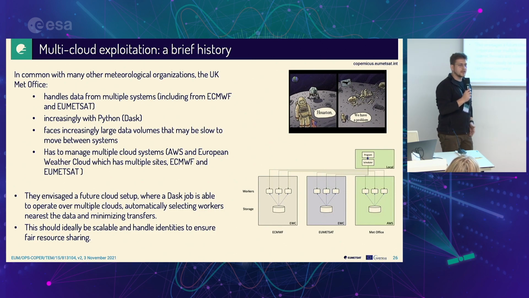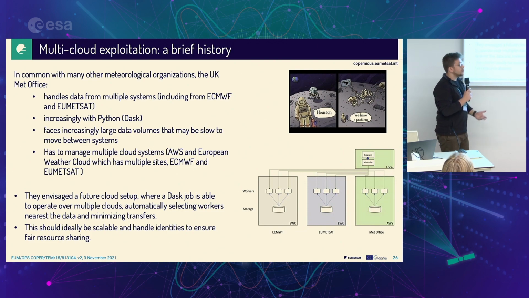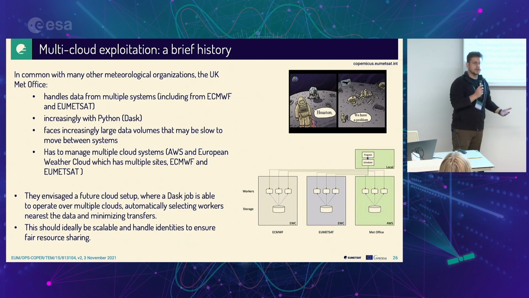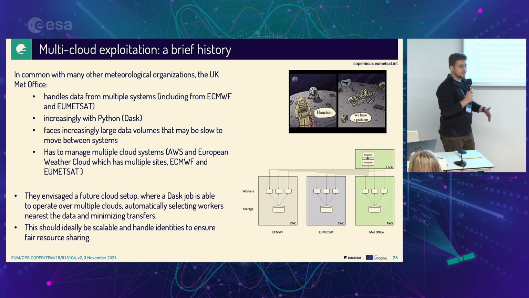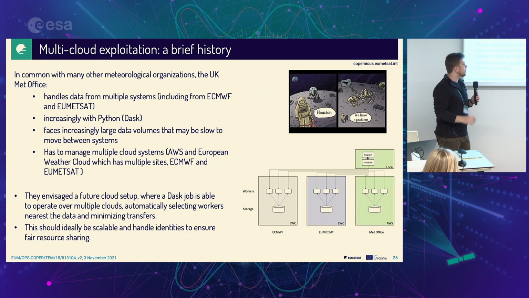So they were already using some kind of cloud infrastructure in their own processing, and they also had access to the European Weather Cloud. The European Weather Cloud is actually a federation between two cloud entities, which has ECMWF and EUMETSAT resources. So the question was, how can we process large volumes of data without even moving the data from one place to another? They were envisaging using Dask and Python to do that, but they were also interested in minimizing the data transfer between clouds because this is very costly.